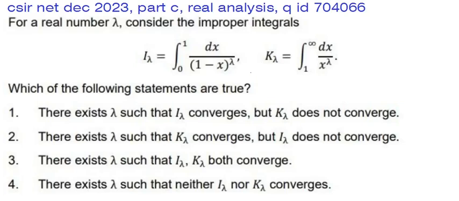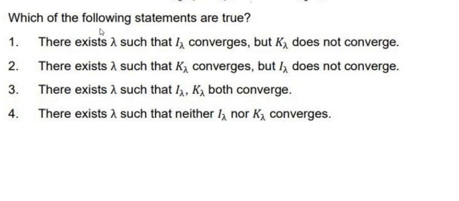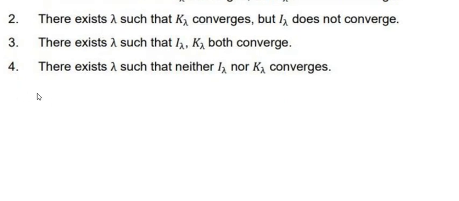In this video we solve a problem asked in CSIR NET December 2023 Part C Real Analysis. The question ID 704066. This question is related to finding the convergence of the given improper integrals I lambda and K lambda. So the convergence of these integrals depends on the real number lambda. Therefore, we can consider the different cases for the real number lambda. So the real number lambda can be 0, negative or positive.